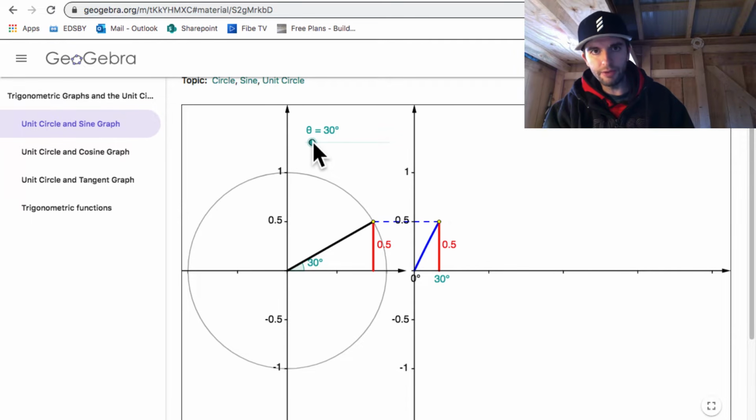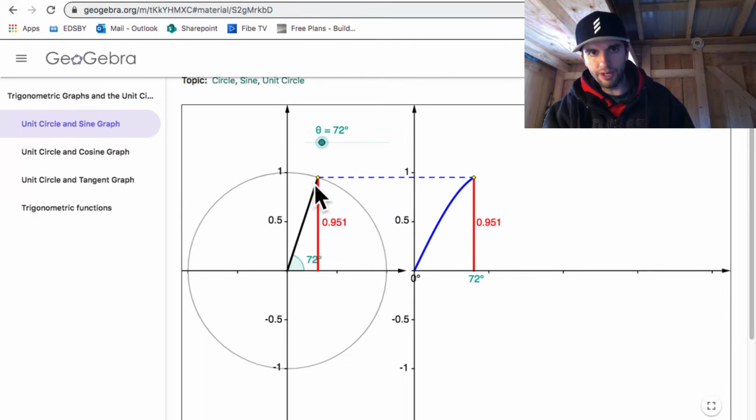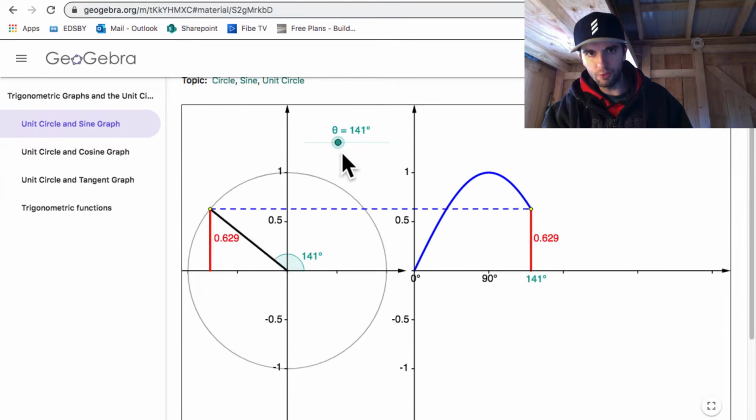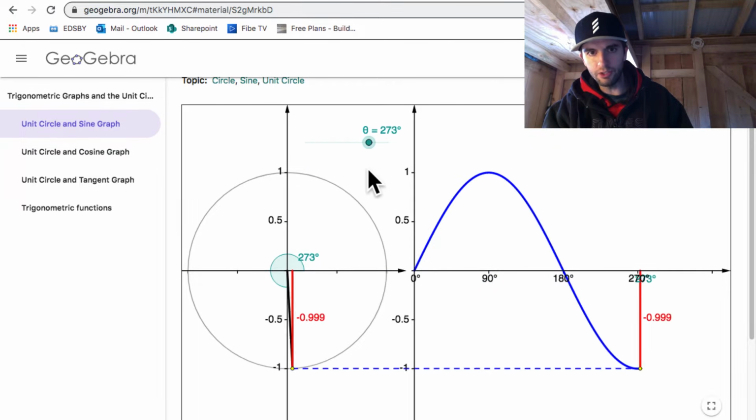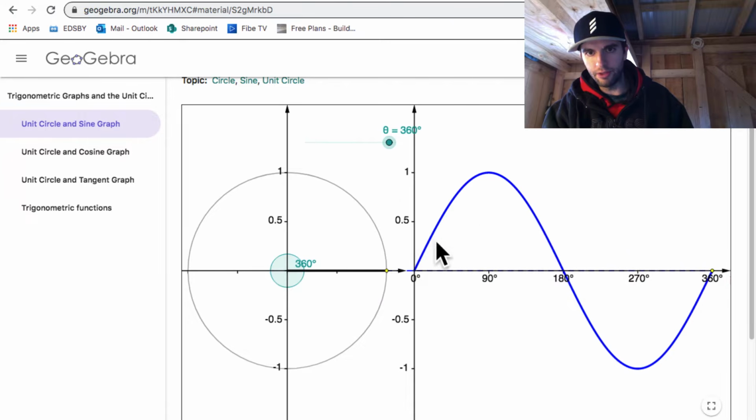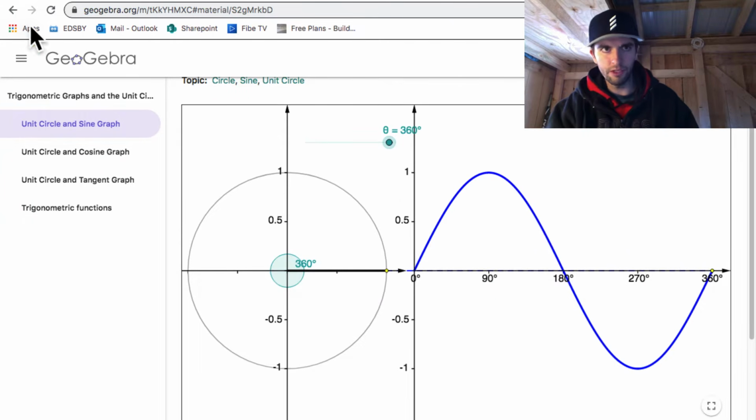So as I rotate around the unit circle, notice that the y coordinate where we intersect the unit circle is equal to the value of the sine ratio, right? This is labeling the y coordinate of where we intersect the unit circle, and this is labeling the sine ratio. And notice that they stay equal. The highest they go is 1, back to 0. Lowest it goes is negative 1, back to 0. And then there's one cycle of sine. Let's now look at cosine.